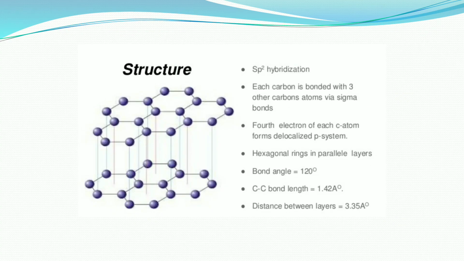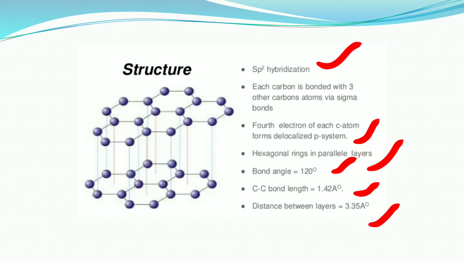Let me learn the structure of graphite. It has sp2 hybridization. Each carbon is bonded with three other carbon atoms via sigma bonds. The fourth electron of each carbon atom forms a delocalized pi system. It has hexagonal rings in parallel layers. The bond angle is 120 degrees, the carbon-carbon bond length is 1.422 angstrom, and the distance between the layers is 3.35 angstrom. This is the first layer and this is the second layer of the graphite.